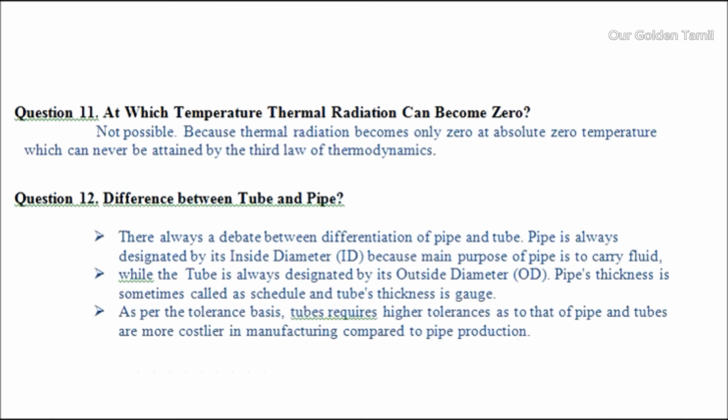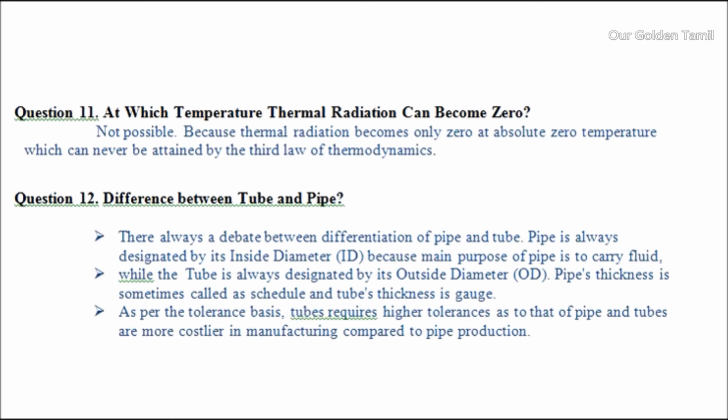Question 11. At which temperature can thermal radiation become zero? Not possible. Because thermal radiation becomes zero only at absolute zero temperature, which can never be attained by the third law of thermodynamics. Question 12. Difference between tube and pipe.